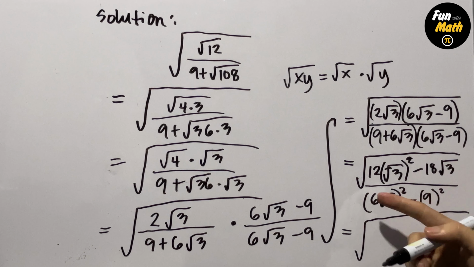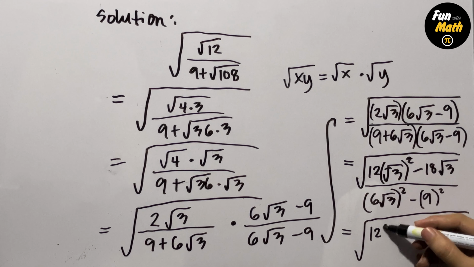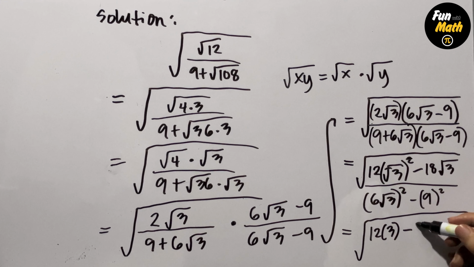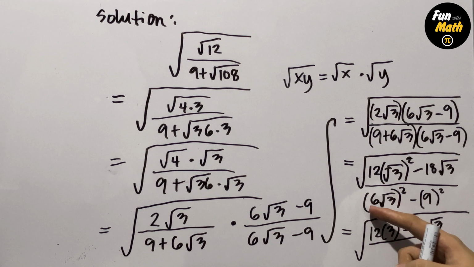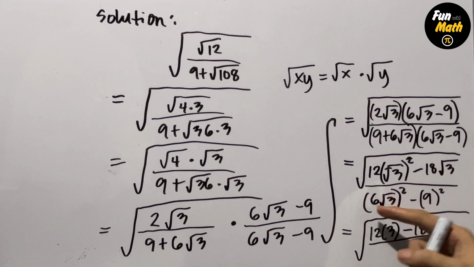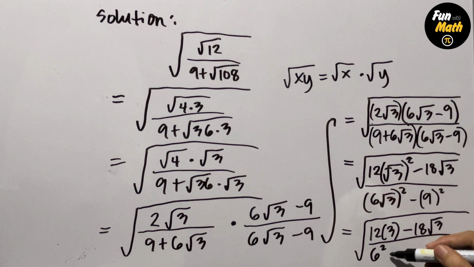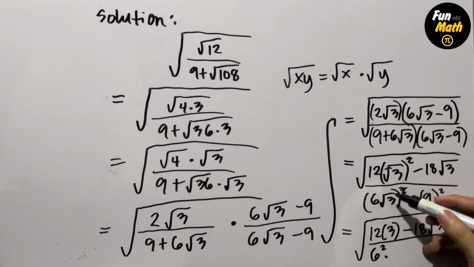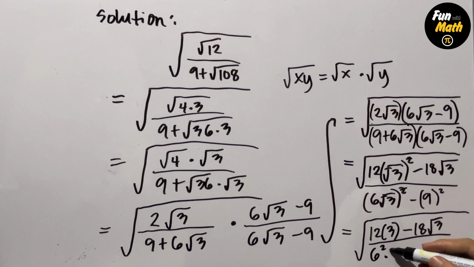And this is now equals, the square cancels the radical, so this is now 12 times 3 minus 18 square root of 3 all over. Here we can separate the squared. So 6 squared times square root of 3 squared. So this is cancelled, the square and the radical. So we're left with 3, minus 9 squared is 81.